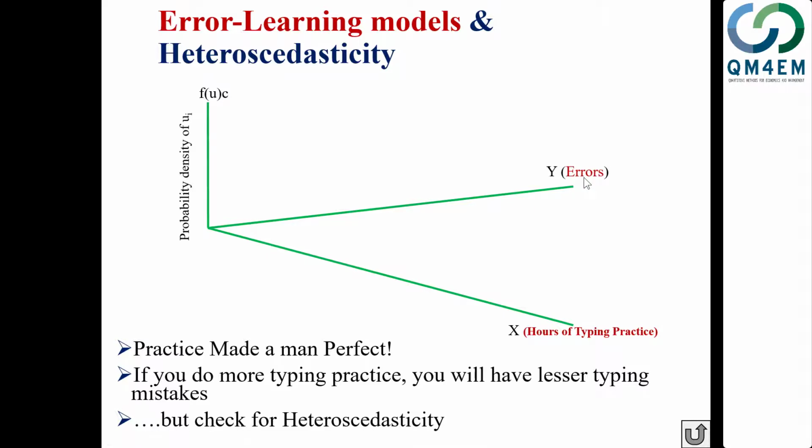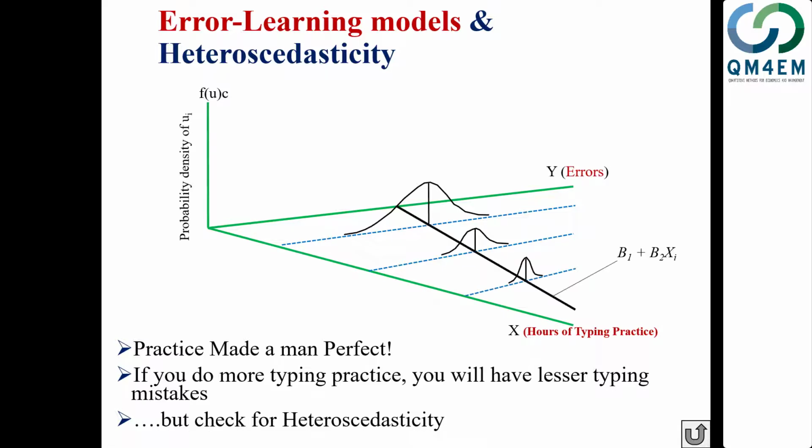So if I model this phenomenon, I can see that initially when I have fewer hours of practice, when the x value is smaller, I have more errors, so my distribution is spread. But as I practice more and more, my mistakes will be reducing, so my distribution has a smaller variance. So in that case, I can say that it's a problem of heteroscedasticity. If I have data of this nature, I would have a problem of heteroscedasticity.